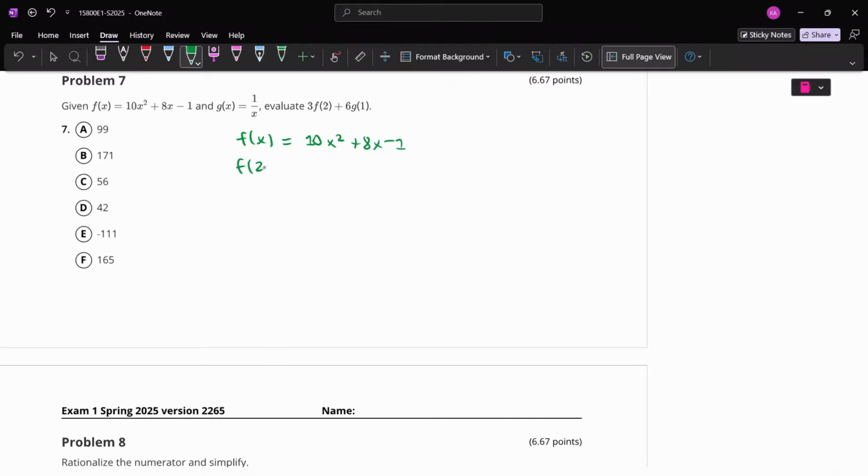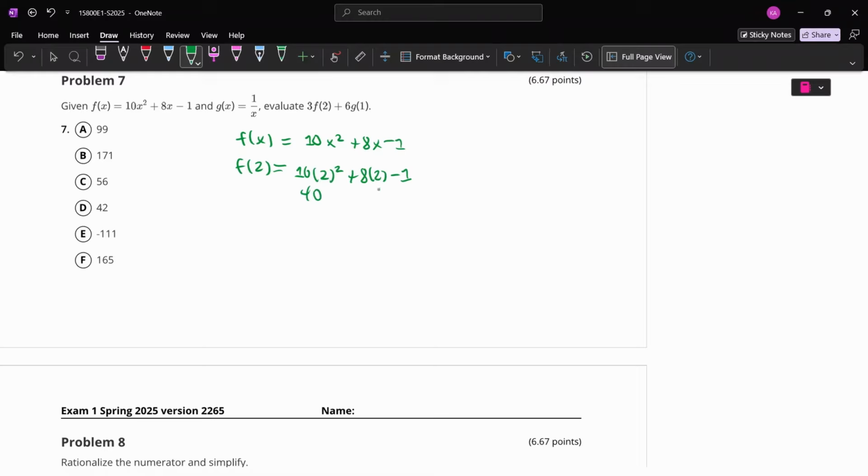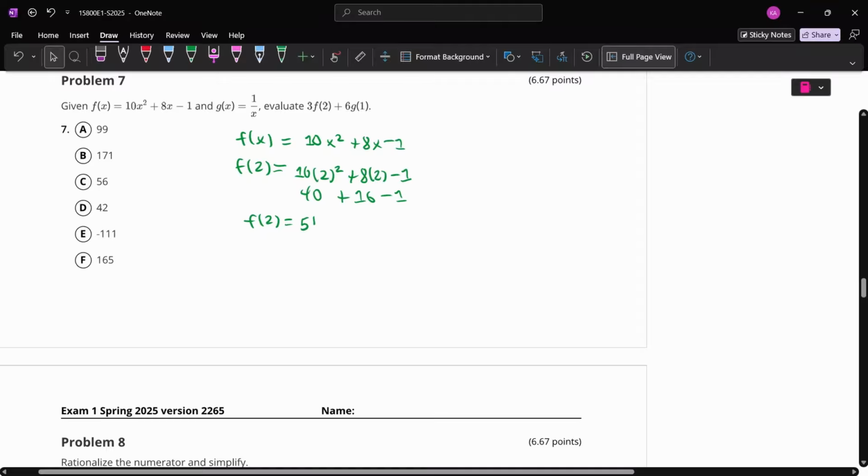So plugging that in here, wherever we see an x on this side of the equation, we're going to have to substitute in a 2 because we have f of 2 here. So you'd end up with an expression that looks like 10 times 2 squared plus 8 times 2 minus 1. And that's going to simplify to, well, 2 squared is 4. So 10 times 4 is going to be 40. And then 8 times 2 is 16. And then minus 1. So 40 plus 16 minus 1, that's going to be equal to 55, because we got 56 and then minus 1, so 55. So f of 2 is going to be equal to 55.